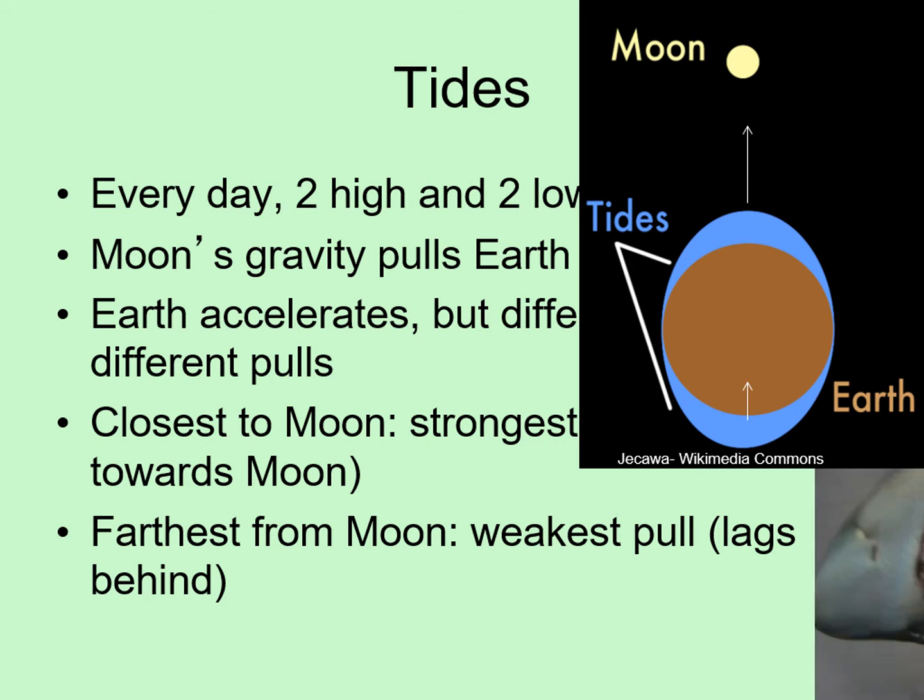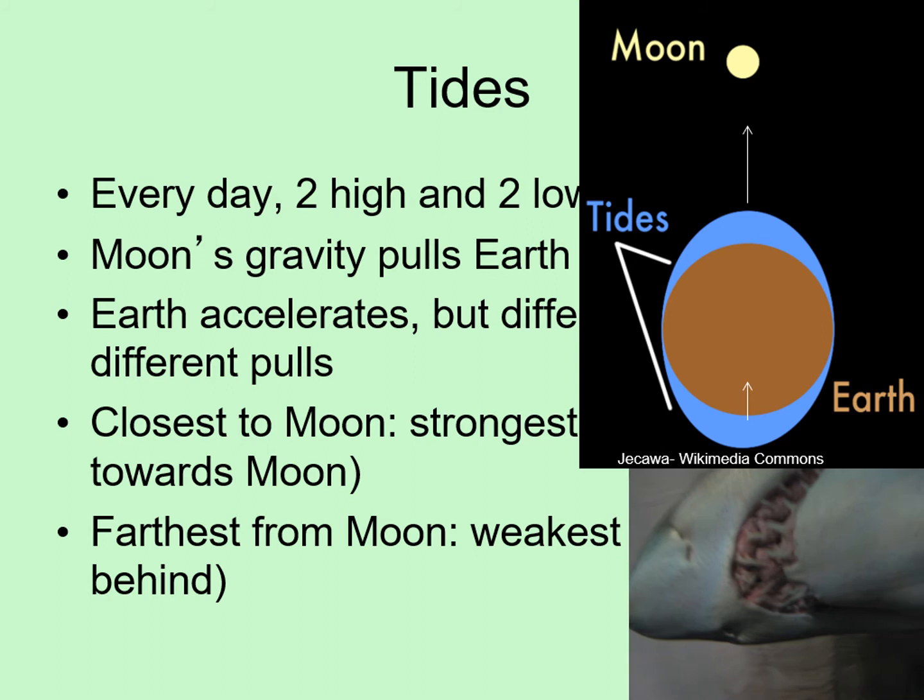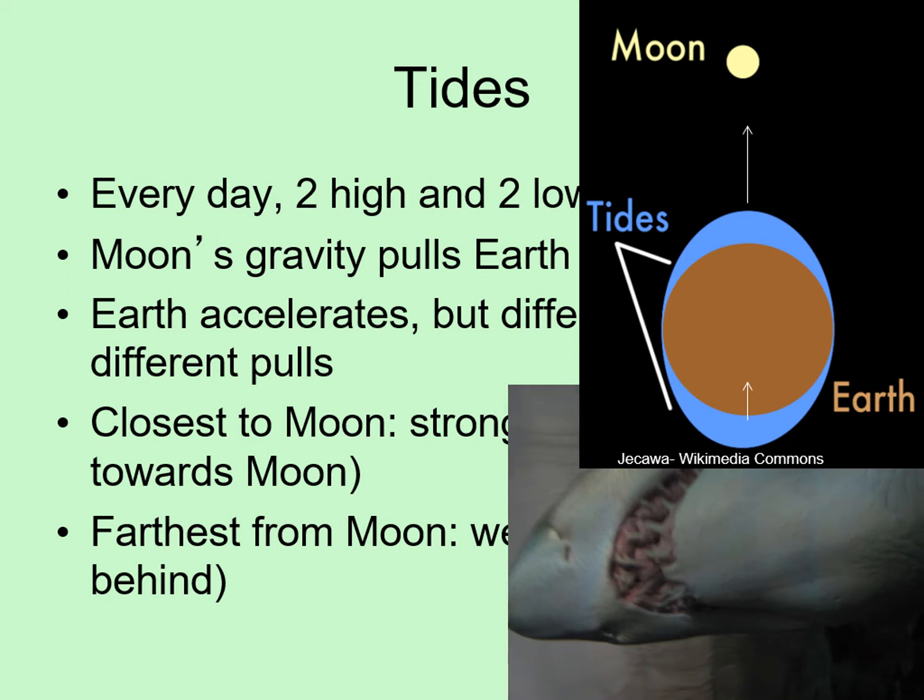So the tidal force we feel from the moon isn't just caused by the moon's gravity. It's caused by the fact that different parts of the Earth feel different gravitational pulls from the moon. These different pulls try to stretch the Earth out. That's what this diagram is showing.